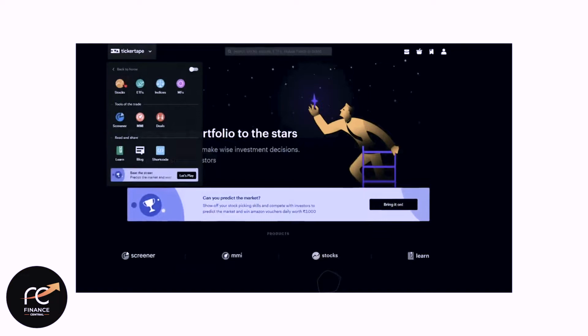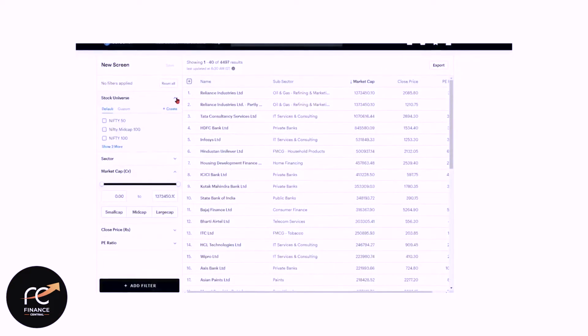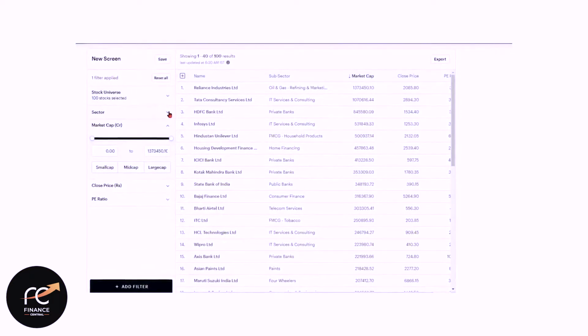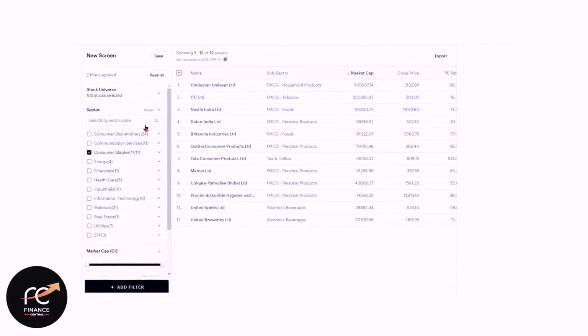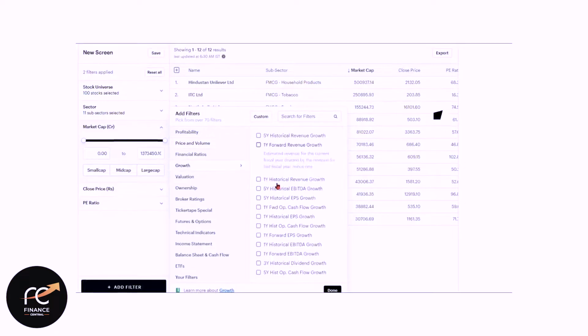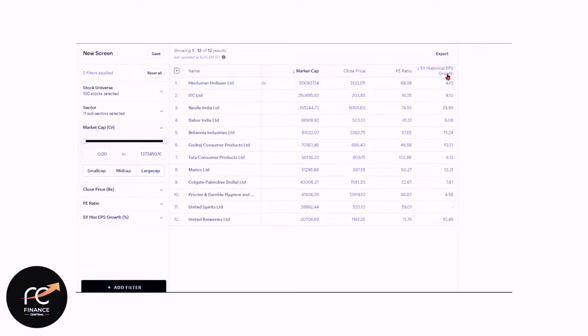We select the screener option on the top left. Click the stock universe, open the drop-down box and select Nifty 100, then select sector, open the drop-down and select consumer staples. I will share the link to Tickertape on the card above and also in the description area. Click the add filter option on the bottom left and select 5 years historical EPS growth. Now sort the chart from top to bottom.